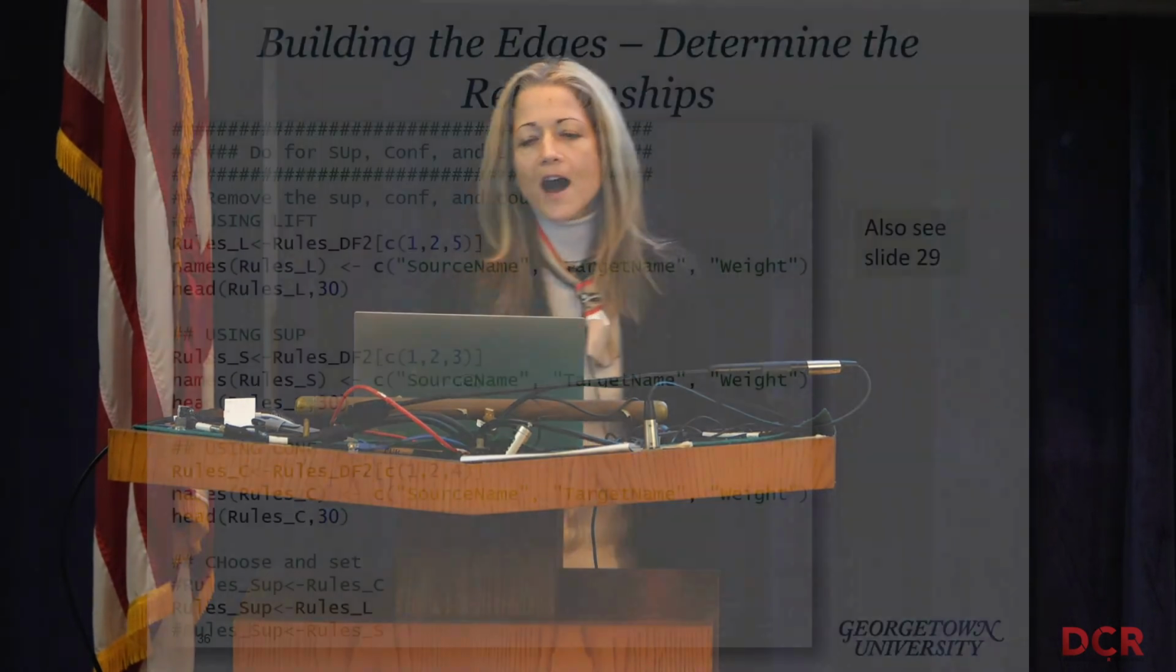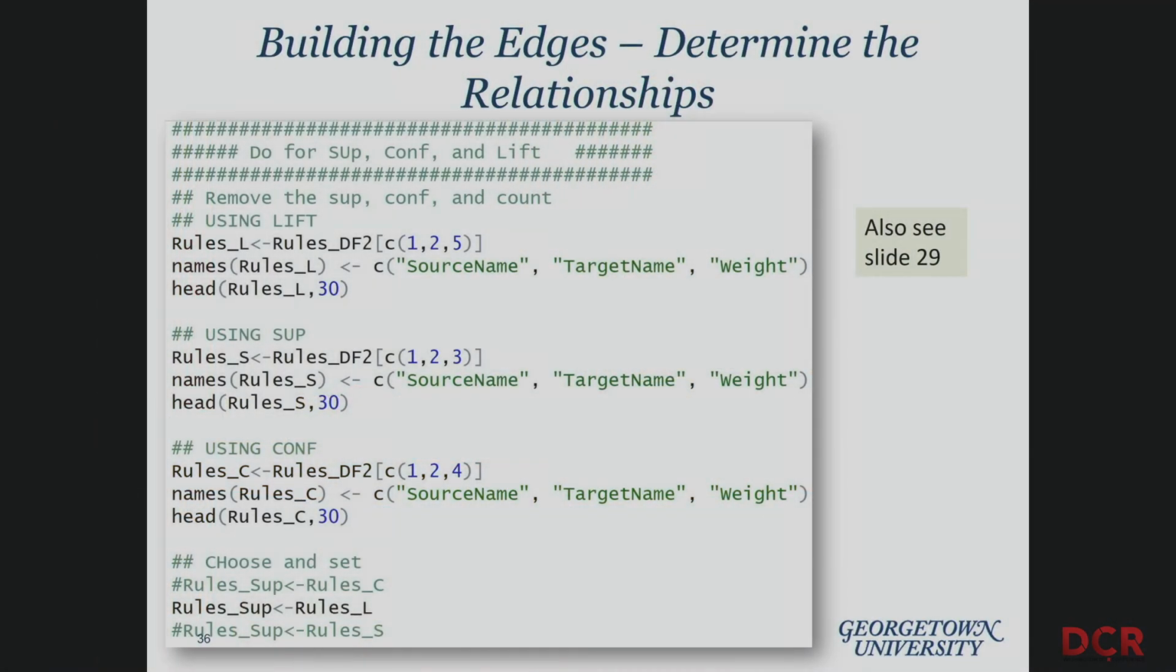Okay. Now I'm finally going to build the edges. Because I use association rule mining, I have sort of 3 different sets of rules that are of interest. When you do association rule mining and you sort by support, you get a different set of associations than you do when you sort by confidence or when you sort by lift. So just as a quick example, support is how often words occur together in a data set.